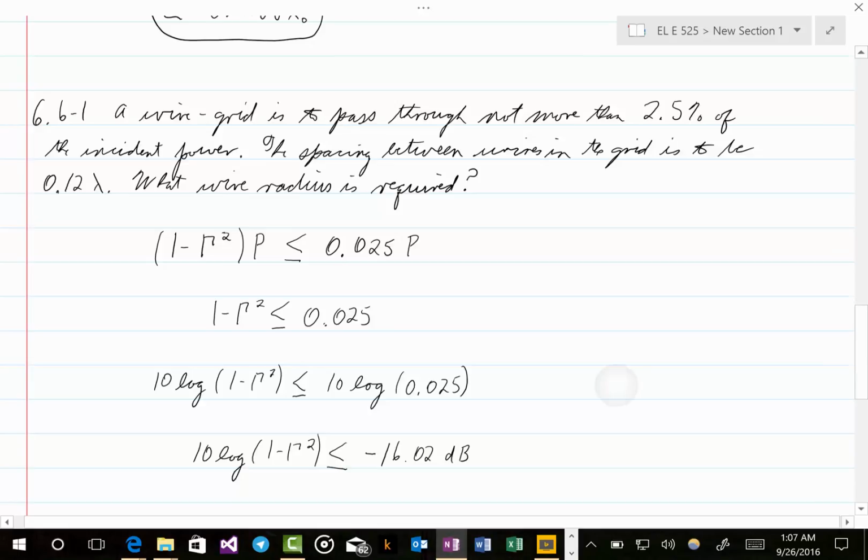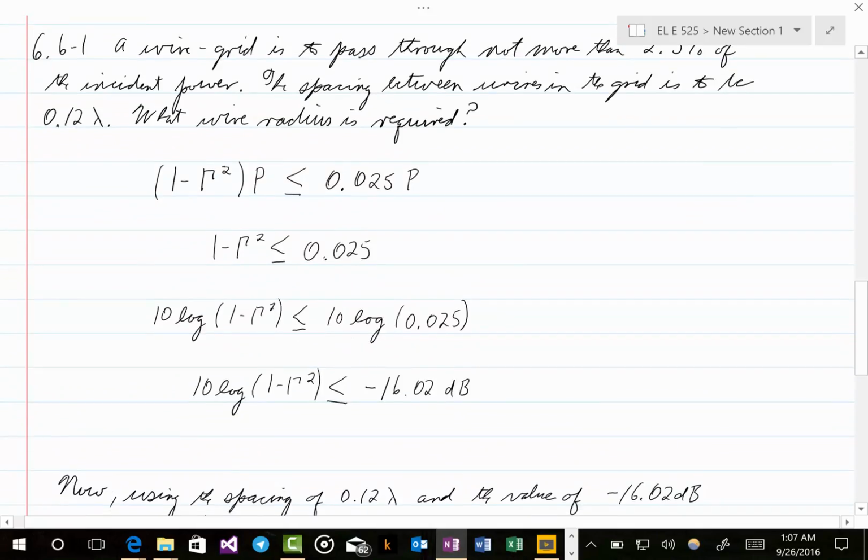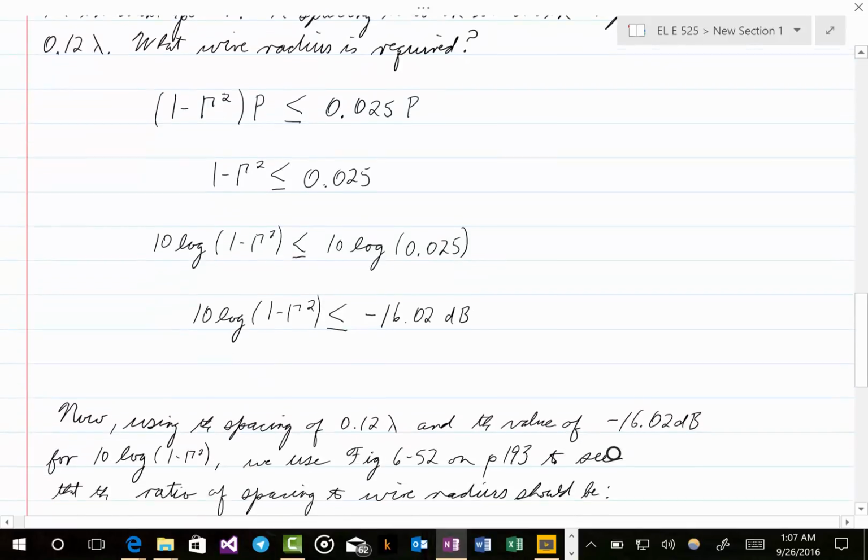And to convert this to dB, then we need to take 10 times the log base 10 of each side of this equation. So we get 10 log base 10 of 1 minus gamma squared is less than or equal to 10 log base 10 of 0.025. And when you compute this value on the right-hand side, then you get 10 log of 1 minus gamma squared should be less than or equal to minus 16.02 dB.